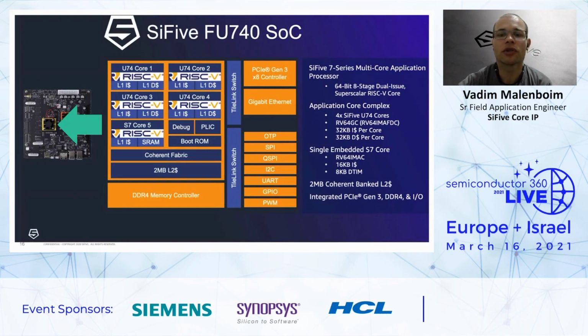The Unmatched board is powered by a multi-core implementation of our U74 high-performance core IP. The Unmatched SoC, called FU740, features 4 U74s and 1 S7 core for real-time capabilities.